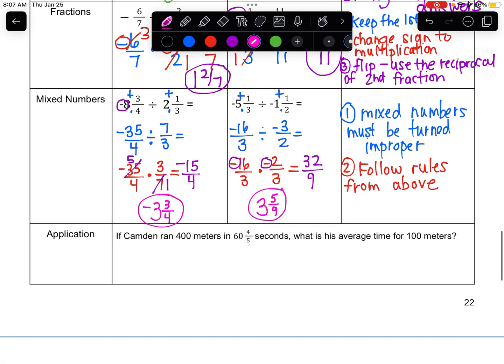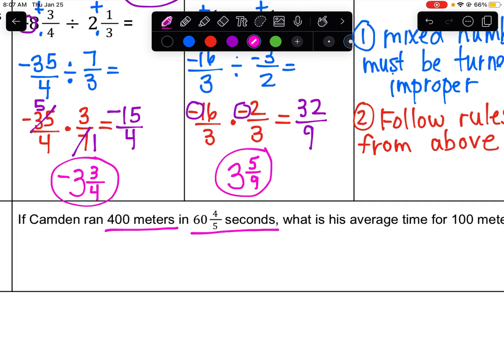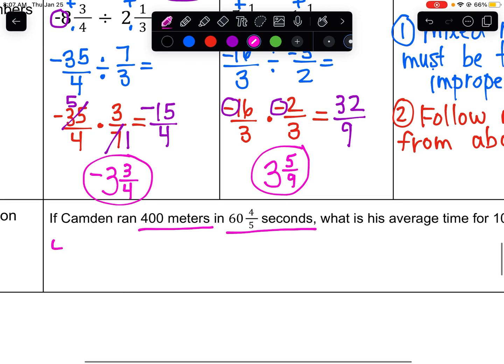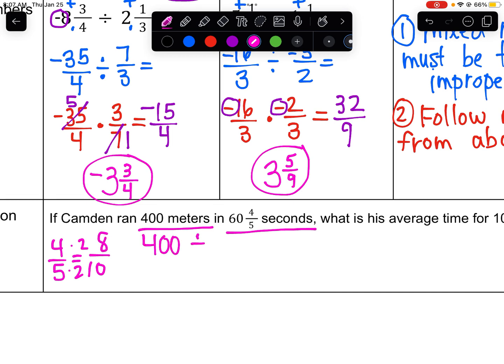All right, our last one in the notes. If Camden ran 400 meters in 6 4/5 seconds, what is the average time for the 100 meters? Remember, we're dividing. I would suggest you change 6 4/5 to a decimal. So I like taking 4/5 into tenths. So when I multiply by 2, I get 8/10. So I'm really taking 400 meters divided by 6 and 8/10.